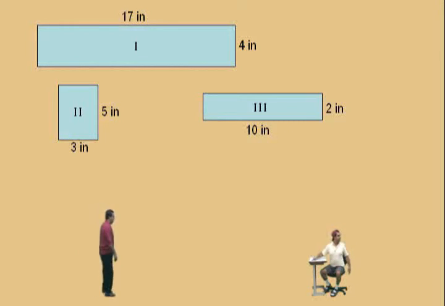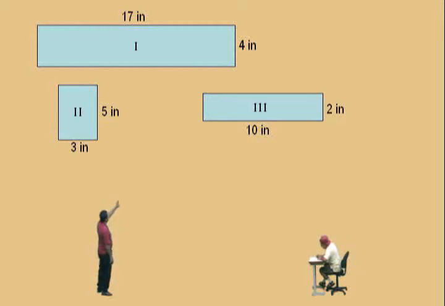All right. Okay. Let's find the area of each individual rectangle now. Remember, what's the formula for area, Charlie? Length times width. Length times width. So for rectangle 1, the area is 17 inches times 4 inches.